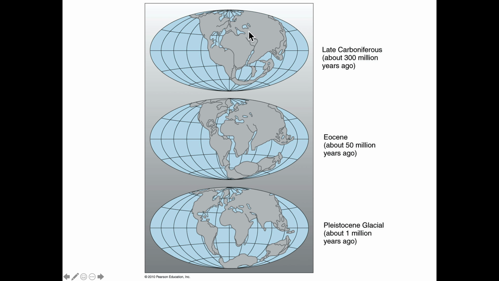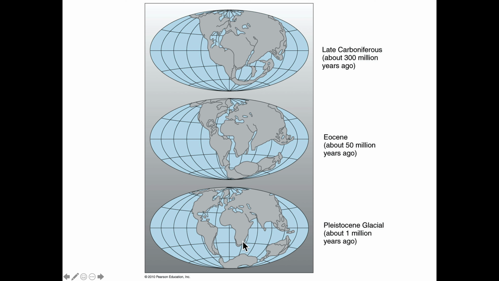So what you'll see here, trending from 300 million years ago to about 1 million years ago, is the continents breaking up, spreading apart. By 50 million years ago in the Eocene, the Atlantic Ocean is forming. The Pacific Ocean is getting smaller. We're crunching down on that to create the Atlantic. And by about 1 million years ago, during the height of the Pleistocene glacial period, we can see the continents are pretty much in the same position they are today.